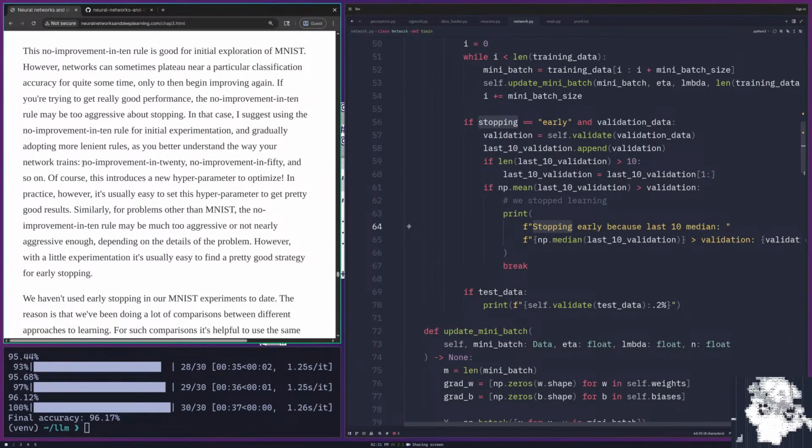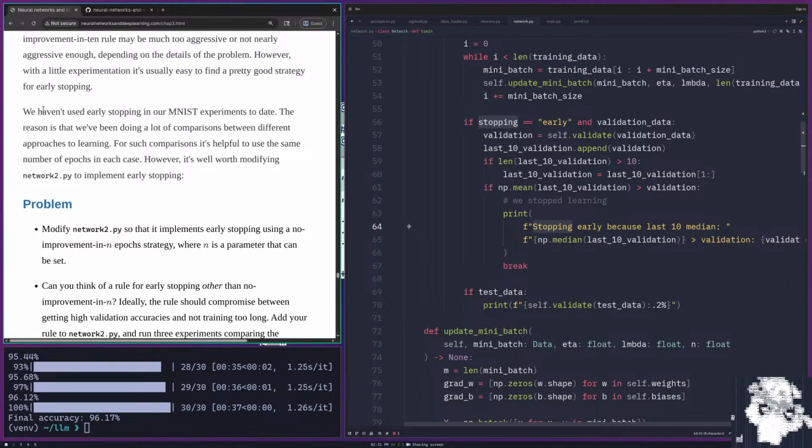The no improvement in 20, no improvement in 50, and so on. Of course, this introduces a new hyperparameter to optimize. In practice, however, it's usually easy to set this hyperparameter to get pretty good results. Similarly, for problems other than MNIST, the no improvement in 10 rule may be much too aggressive or not nearly aggressive enough depending on the details of the problem. However, with a little experimentation, it's usually easy to find a pretty good strategy for early stopping.